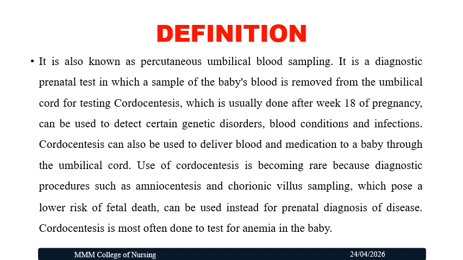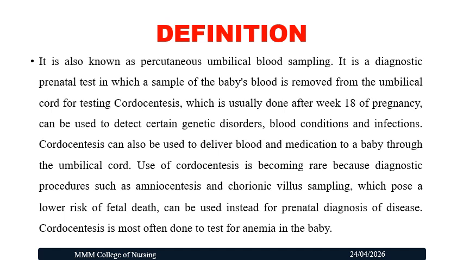Definition. As I told you earlier, it is otherwise known as percutaneous umbilical blood sampling. It is a diagnostic prenatal test in which a sample of the fetal blood is removed from the umbilical cord for testing, which is usually done after week 18 of pregnancy. It can be used to detect certain genetic disorders, blood conditions, and also certain infections. Cordocentesis can also be used to deliver blood and medication to a fetus through the umbilical cord.